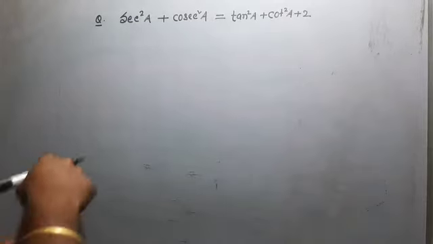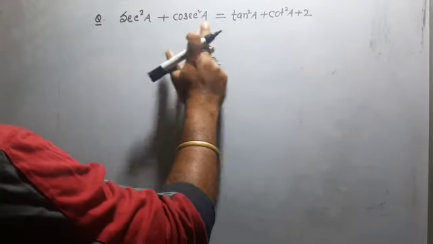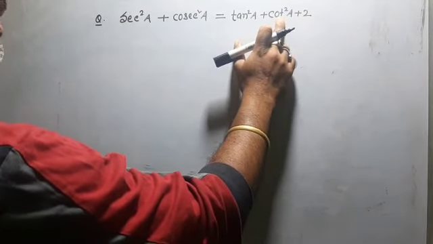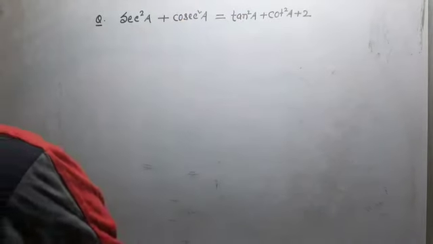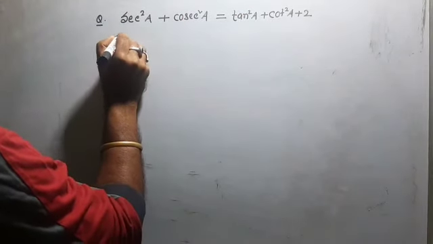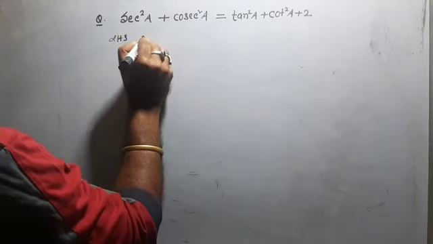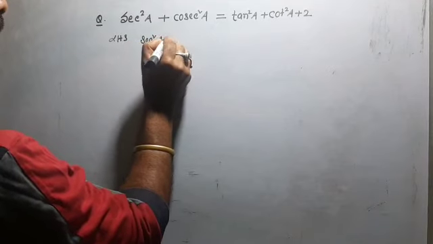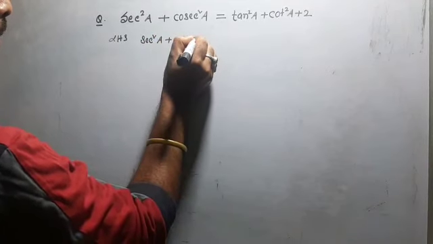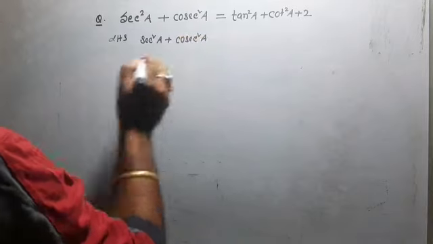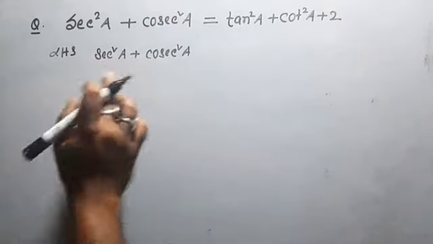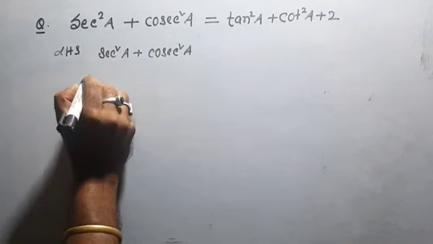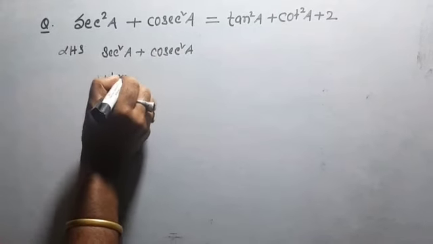Start with next question. Sec square a plus cosec square a is equal to tan square a plus cot square a plus 2, we have to prove. So again we take LHS. Sec square a plus cosec square a, that is your LHS. Left hand side you take, you just change sec square a in 1 plus tan square a.